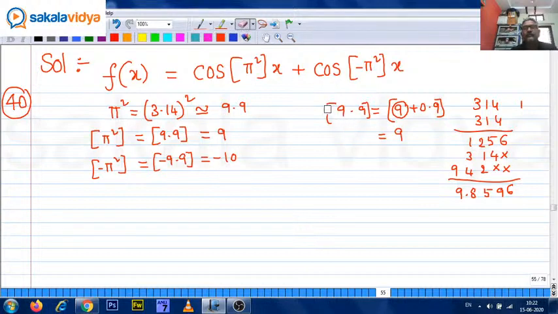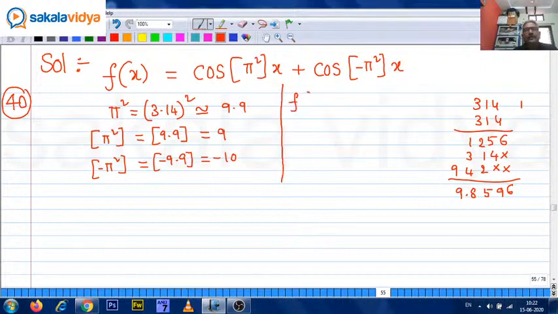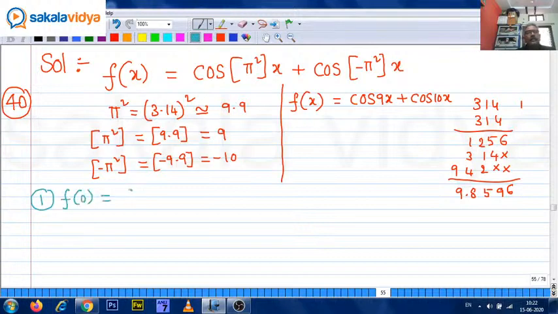So now f of x becomes cos 9x plus cos of minus 10x, which is cos 10x only. Go option wise. What is the first option? The first option is f of 0. f of 0 means cos 0 plus cos 0, that is 1 plus 1, 2.